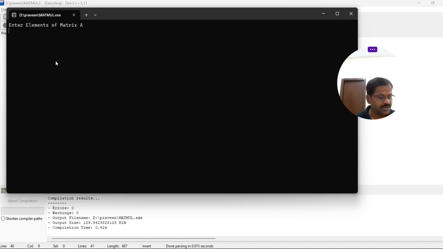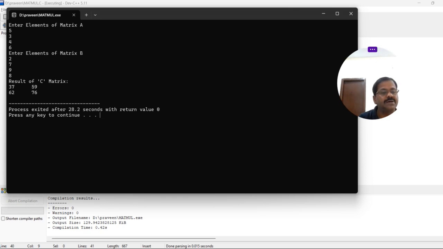Here it is asking to enter the elements. I am going to give the same elements: 5 3 4 6 for the A matrix. Next the B matrix elements: 2 7 9 8, which we have given earlier, for the B matrix, a 2 by 2 matrix. You see here, as in the example we saw earlier, we got the result for the C matrix. This is the execution of this program and the product of the two matrices.